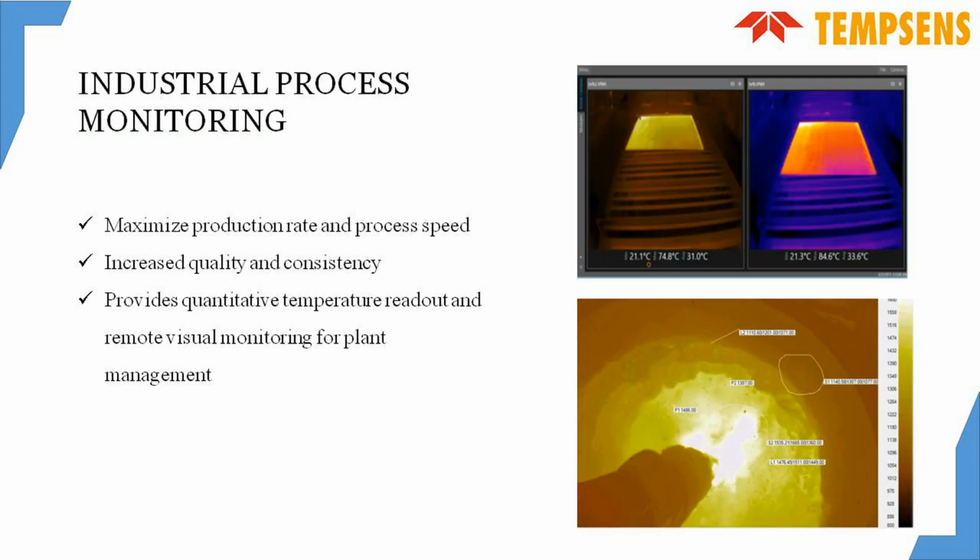Industrial process monitoring. There are various processes in industry which need to be monitored because they work at certain temperatures, so temperature measurement becomes an important and crucial part of the process. If you use these cameras to check the temperature and the process, then you can maximize production rate and process speed, increase quality and consistency, and provide quantitative temperature readout and remote visual monitoring for plant management, which will basically resolve the problem of accessibility in that area.